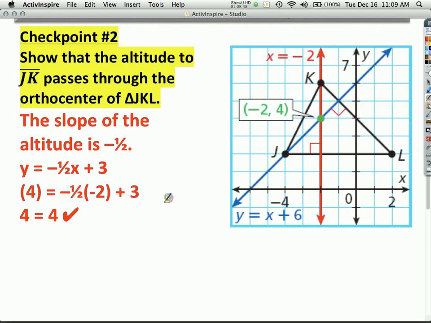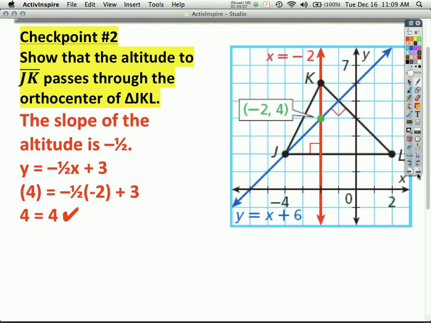So I didn't expect you to do that. I didn't expect you to do anything from here down. I expected you to tell me the slope of the altitude was going to be negative 1/2 and visually show that you can go up 1 over 2, up 1 over 2, and you cross right through the orthocenter. Okay? We're going to explore this more tomorrow.